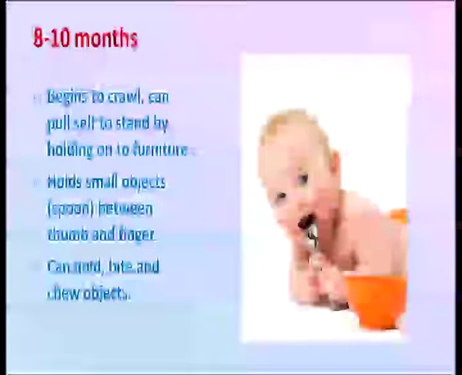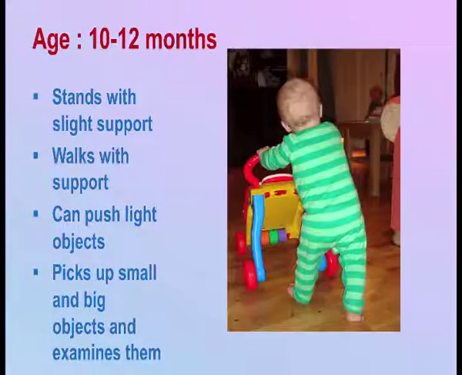Now let's see the motor development of the child from 8 to 10 months. The child begins to crawl, can pull self to stand by holding on to furniture, hold small objects, for example a spoon, between thumb and finger, and can hold, bite and chew objects. Now are you noticing the transition from birth till 10 months of age? So this is how the child grows and this is really very important for us to understand. Now 10 to 12 months.